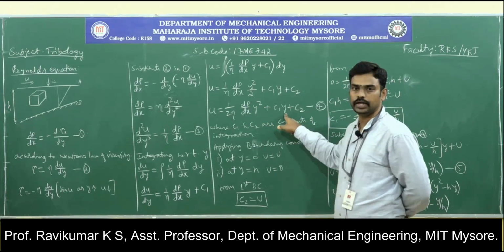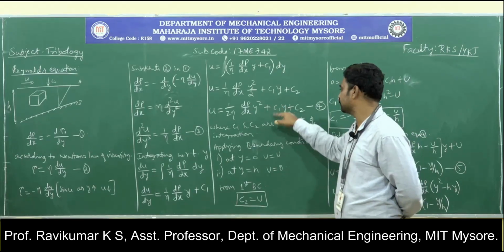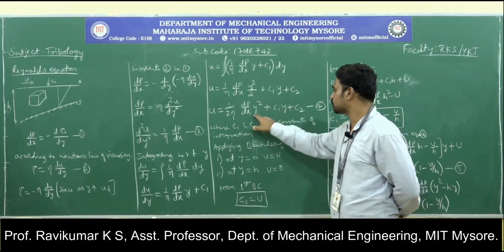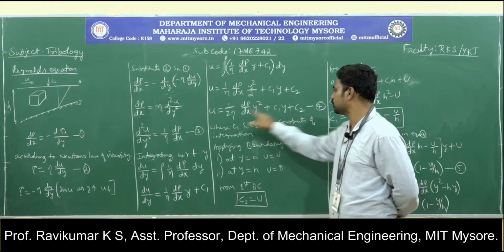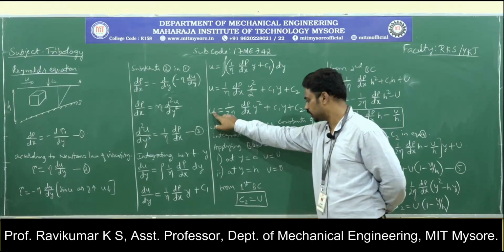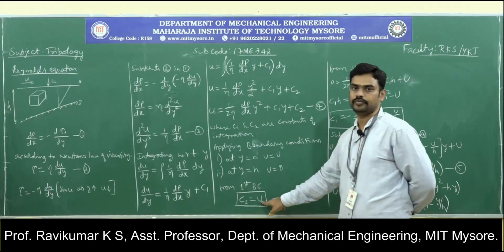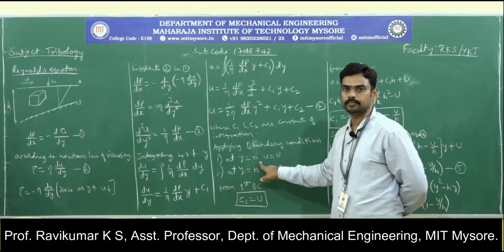Then substituting y is equal to 0 here, again this term is going to be 0. These two are going to be 0. Therefore C2 is equal to U. You will come across C2 is equal to U if you substitute the first boundary condition.